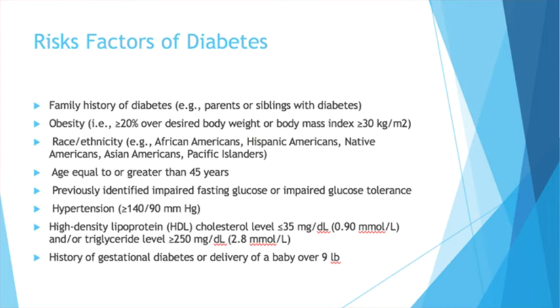The age, so if you're 45 or older, you're at higher risk. If you have previously identified impaired fasting glucose or impaired glucose tolerance, so prediabetes, that kind of thing. Hypertension has been linked to increasing your risk of diabetes, as well as having high density lipoprotein cholesterol levels of less than 35, and then triglyceride levels more than 250. And then a history of gestational diabetes or delivering a baby over 9 pounds.